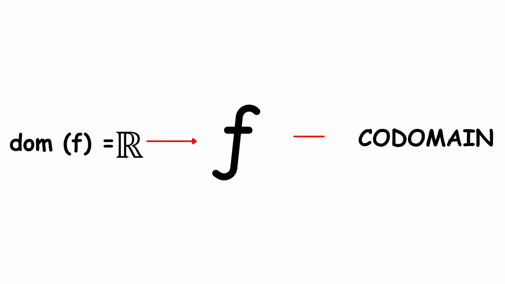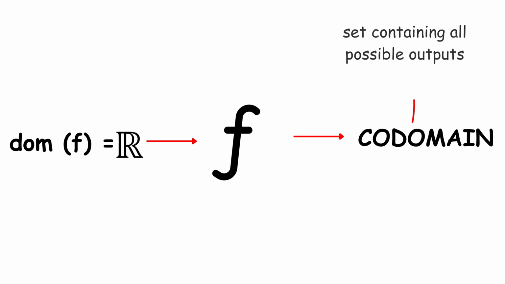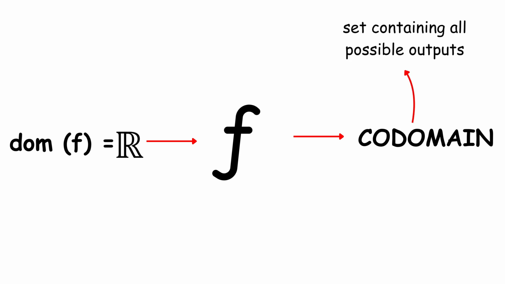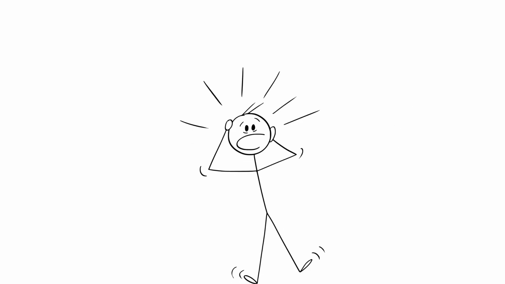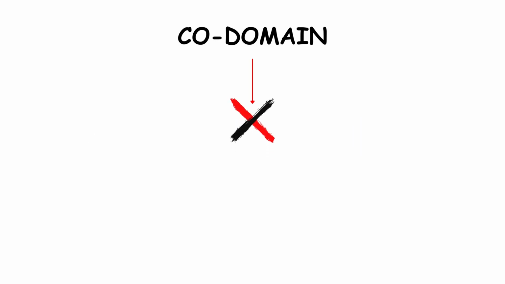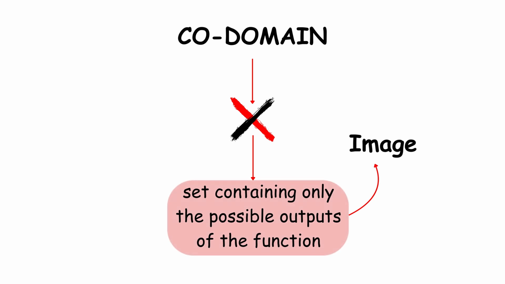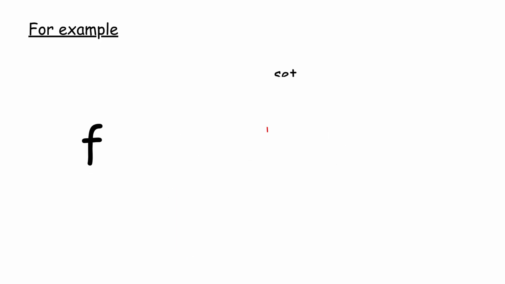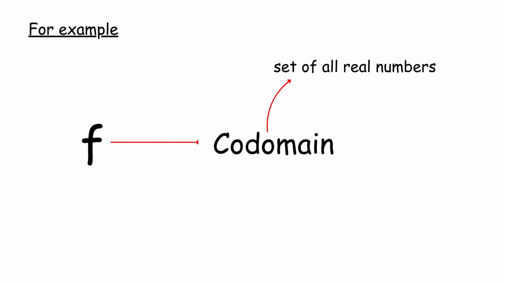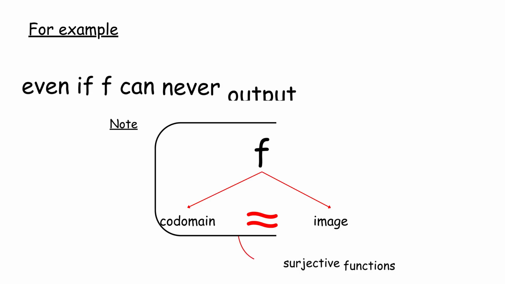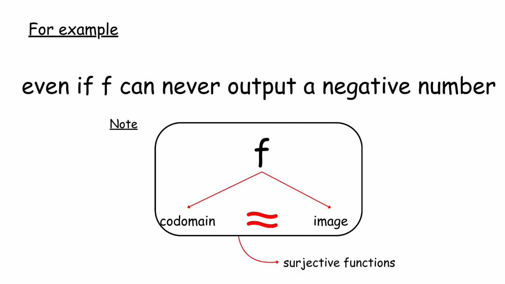A function also has a codomain, which is a set containing all possible outputs of the function. Interestingly enough, the function's codomain doesn't always have to be the set containing only the possible outputs of the function. That set is called the function's image. For example, the way we defined f, its codomain is the set of all real numbers, even if f can never output a negative number.